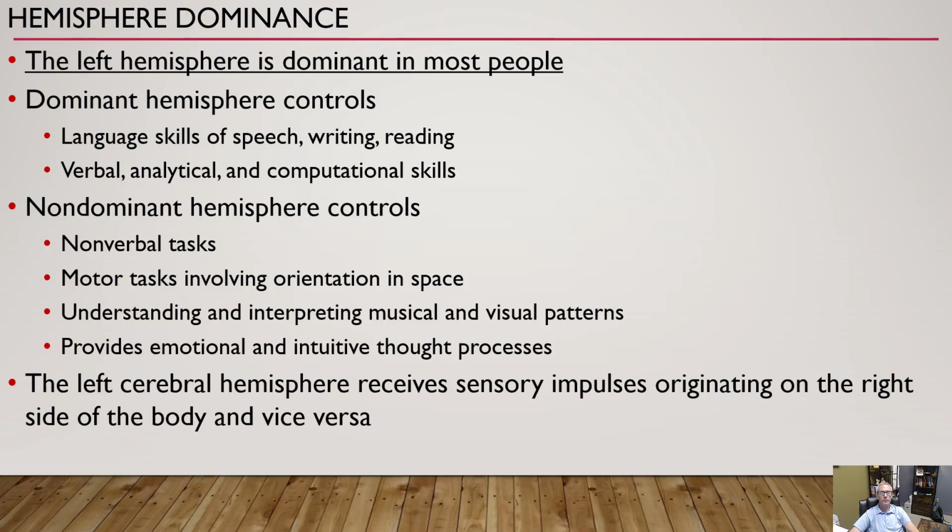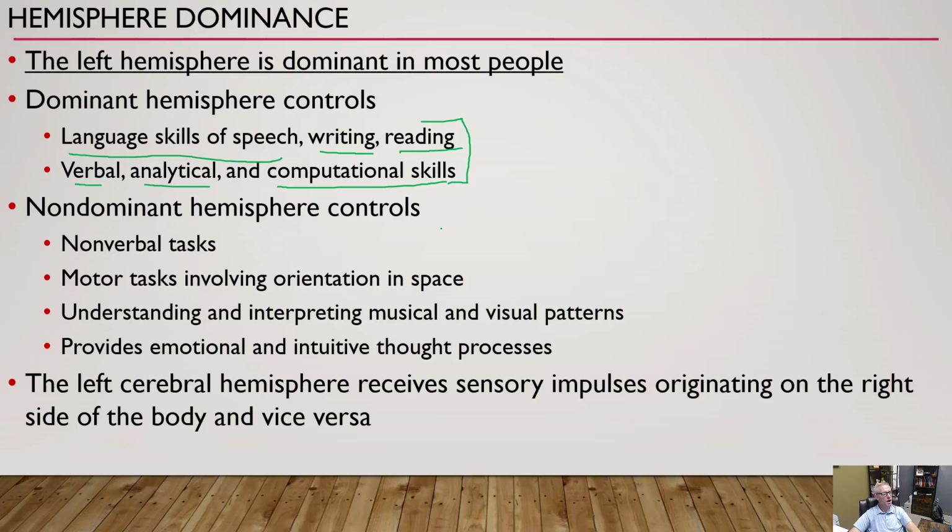Now, what I say about the dominant hemisphere is that the dominant hemisphere makes you a person. So in order to be a person, you have to have language skills of reading, writing, speech. You have to be able to be verbal, analytical. You have to have some computational skills.